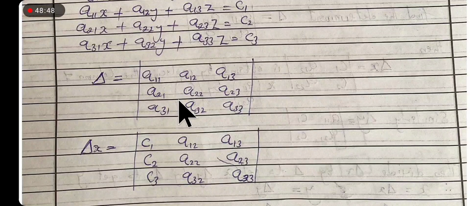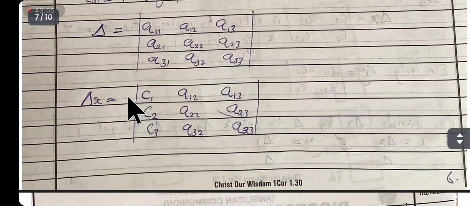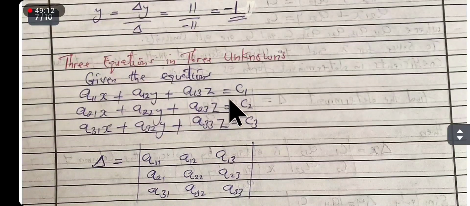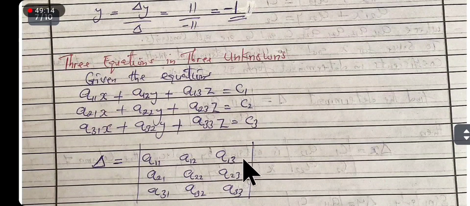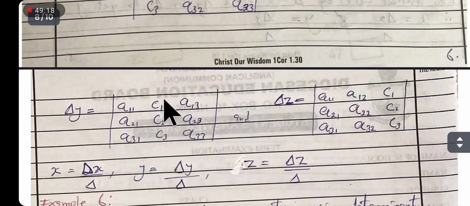Of course, I've taught how to find a determinant of order 3 by 3. If you are finding difficulties with it, you can go and watch that video on how to find the determinant of order 3 by 3. So now we have the determinant with respect to x. For the determinant with respect to x, replace the column of x with the constants c1, c2, and c3.